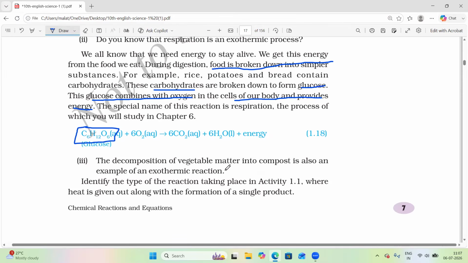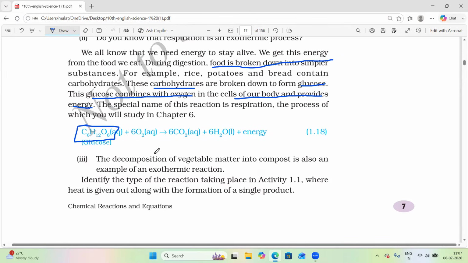So one more example, this is the decomposition of vegetables into compost.